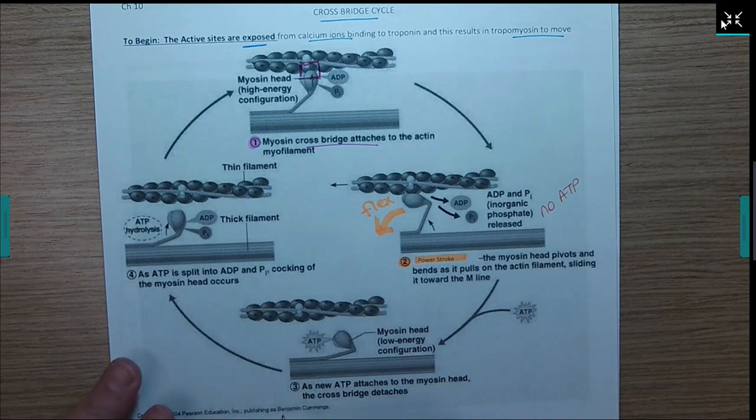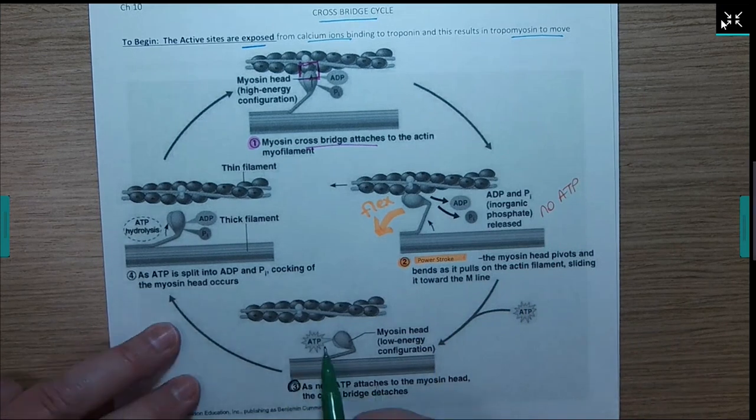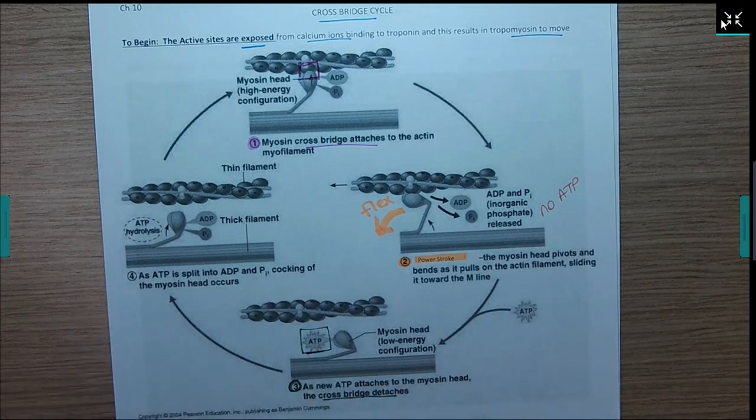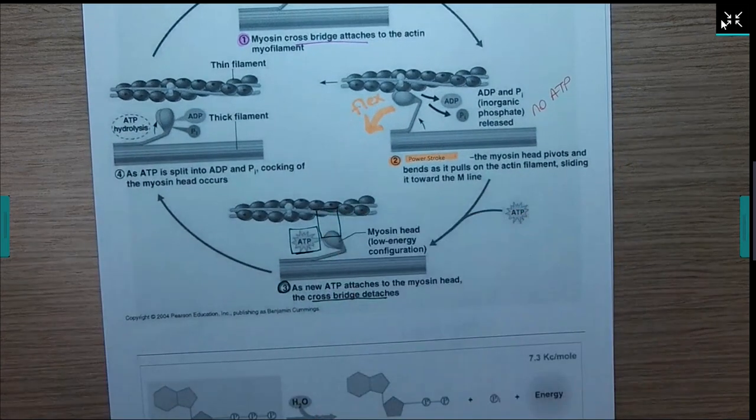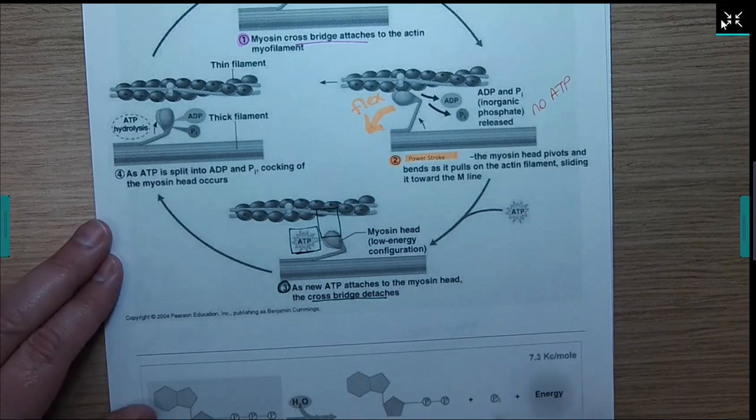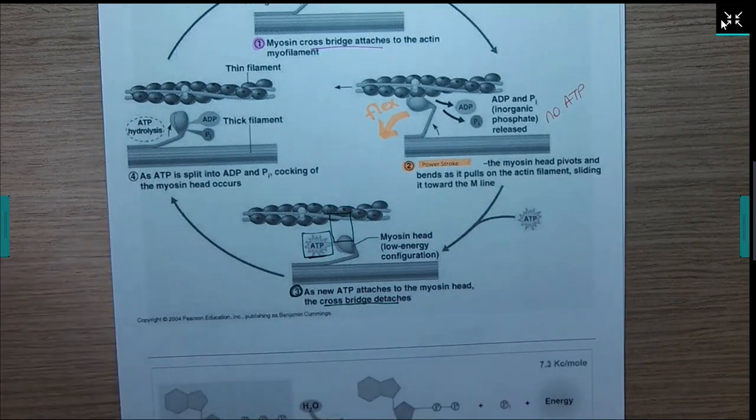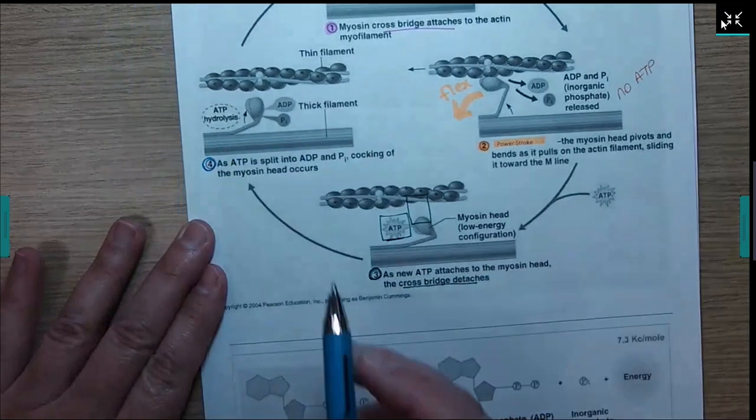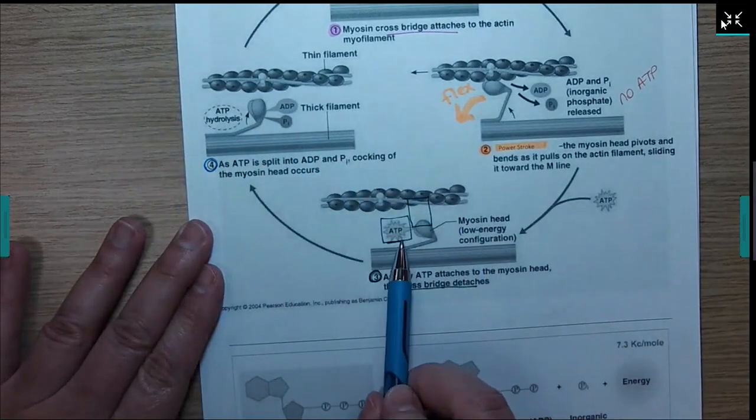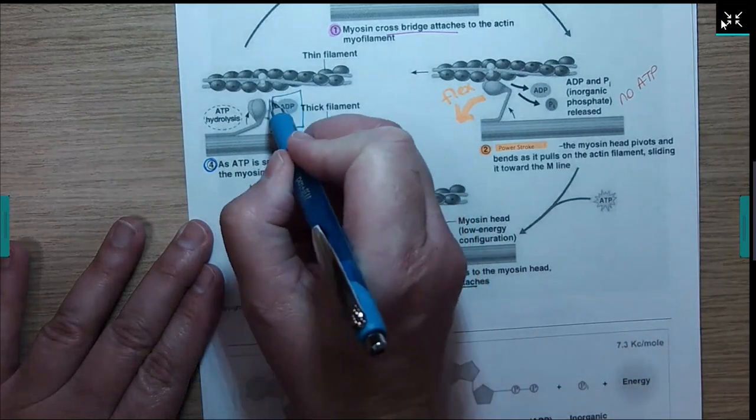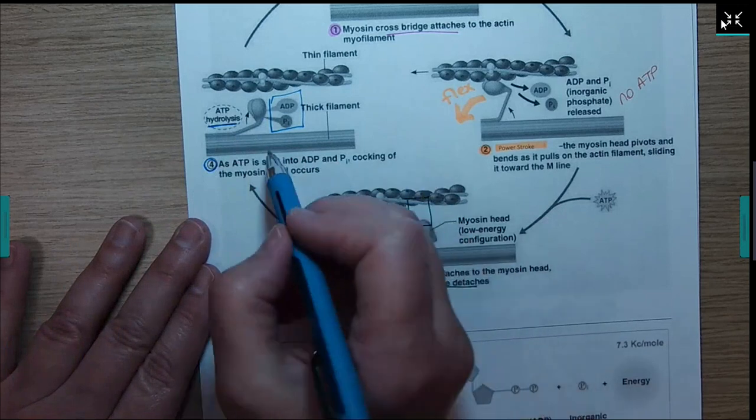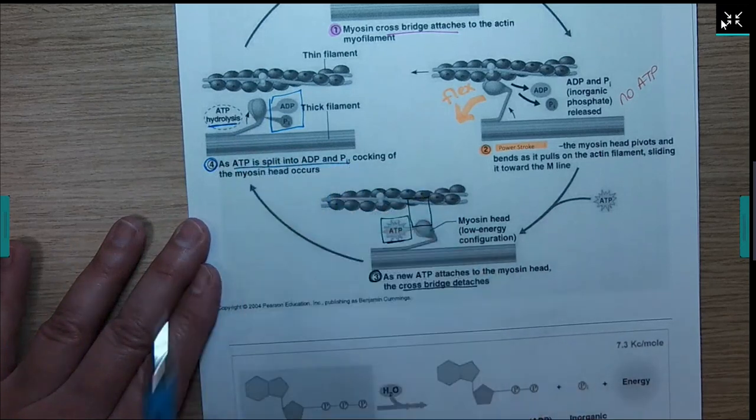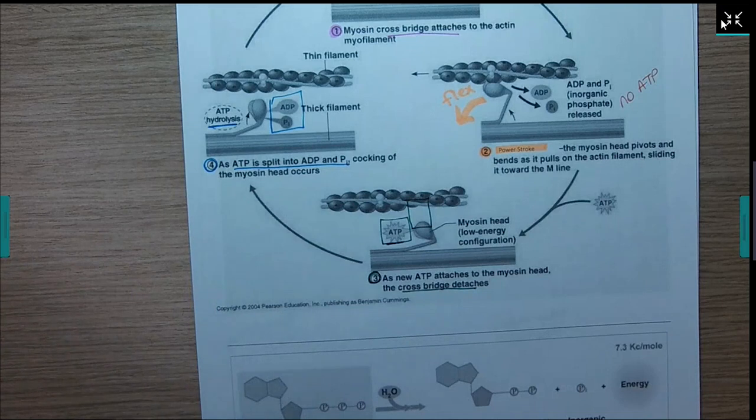And then we go into step 3, which is now we have ATP show up. This means cross-bridge release. That's what the ATP molecule does. It allows the cross-bridge to break. No more cross-bridge because ATP showed up. Now, as we move around, the next thing that happens is the ATP that was attached splits into ADP and phosphate. What's that called? ATP hydrolysis. So the ATP is split into ADP and phosphate.